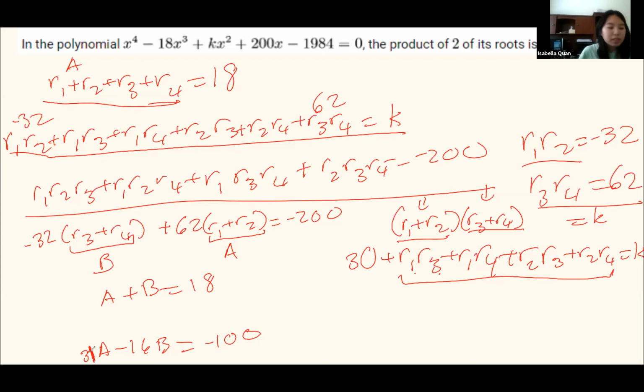Yeah, Andrew, that's right. Anyone else want to tell me what you get? Yeah, so you should get 4 and 14. And once you make sure that it works in both of these, we're done. Because remember, all we're looking for is 30 plus the product AB. 30 plus AB is equal to K. And this ends up being 56. So our final answer is 86.